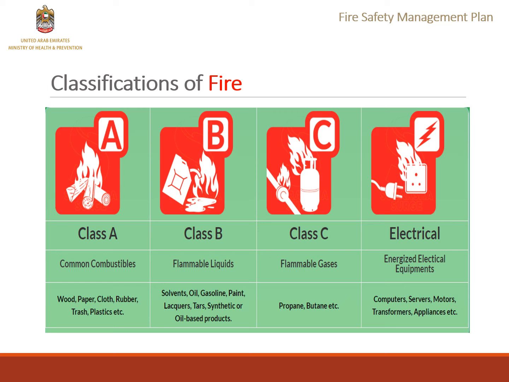The answer is in the classification of fire. These are the four main classes of fire. Class A is for the common combustibles such as wood, paper, trash, cloth, and so on. Class B is for flammable liquids. Class C is for flammable gases, and electrical is for energized electrical equipment. As you can see, the electrical class doesn't have a specific letter like the rest. It's represented by the universal electrical hazard symbol, the zigzag sign.